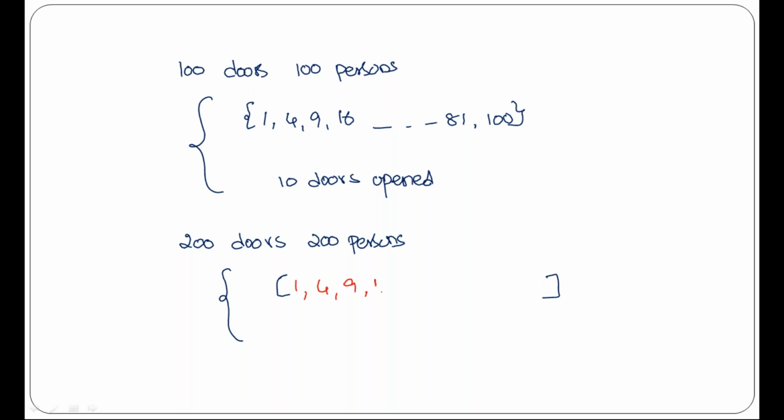See, what are the perfect squares up to 200? The largest perfect square up to 200 is 196, which is 14 square. So 1 square, 2 square, up to 14 square. Up to that number, perfect squares. So 14 doors are open. My dear friends, this is how we have to do it.